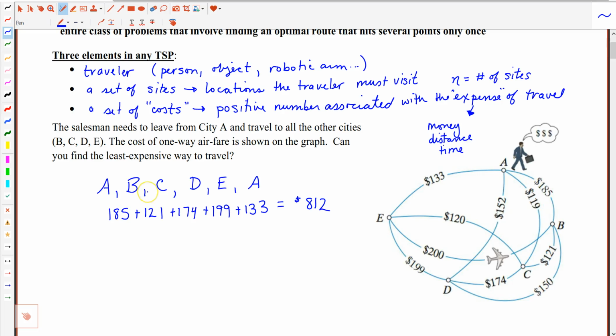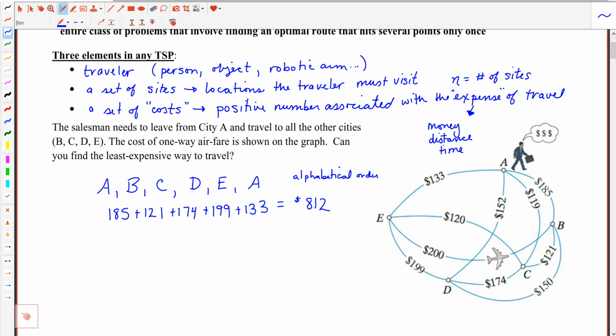Okay, so this route was just found by doing alphabetical order. I had no reason to suspect that this one was going to be the least expensive way to travel, just to show a motivating route, and then how we would figure out the cost of this trip.